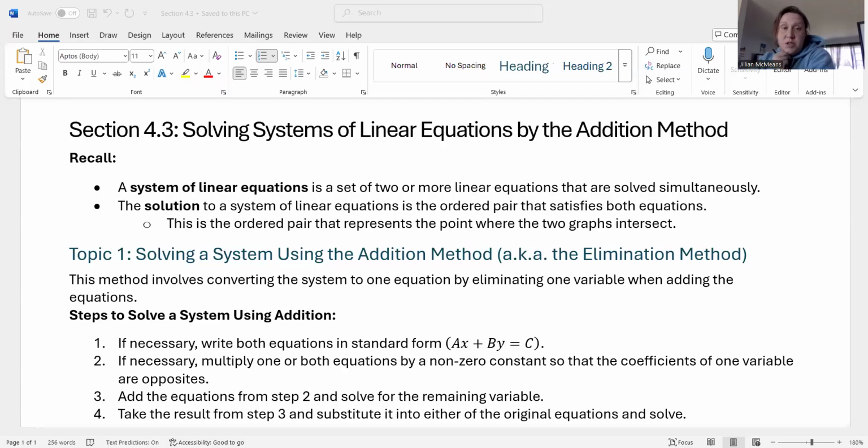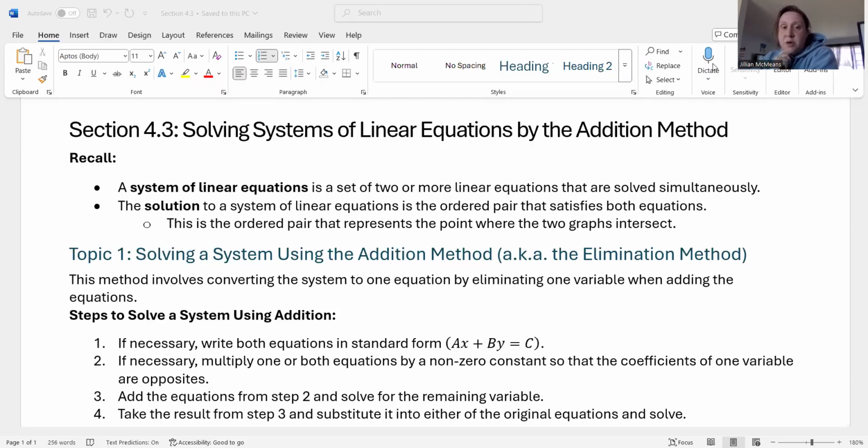The topic of this worksheet is going to be solving systems of linear equations by the addition method. You will also see this called the elimination method. It completely depends on the book. So if you see somebody talking about solving systems of equations and they mention addition or elimination, it's the same process. Okay, so let's remind ourselves of a couple of really important facts.